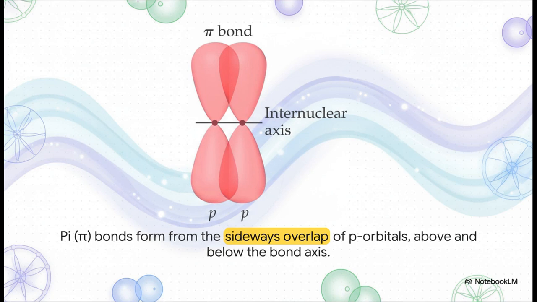A pi bond is formed by a weaker, sideways overlap of these unhybridized p orbitals. And as you can see in the diagram, the electron cloud isn't directly between the atoms, it's in these two lobes, one above and one below the main sigma bond.